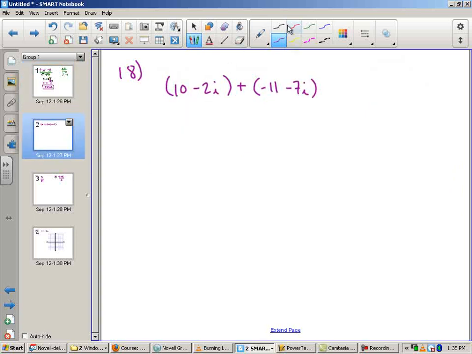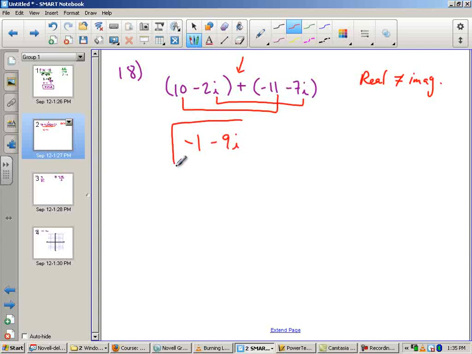Okay. Number 18. All we're being asked to do is add these two together. So I know that real numbers are not the same thing as imaginaries, and so I cannot add real with imaginary. All I can do is add real numbers to real numbers. 10 plus -11 is -1. And real numbers always get to go first in these complex sets. Then -2 plus -7 is -9i.